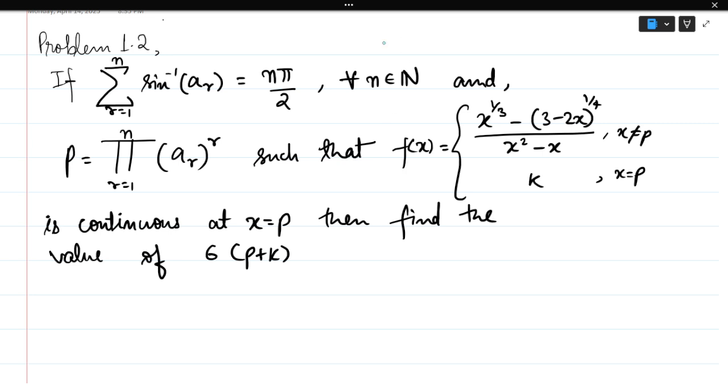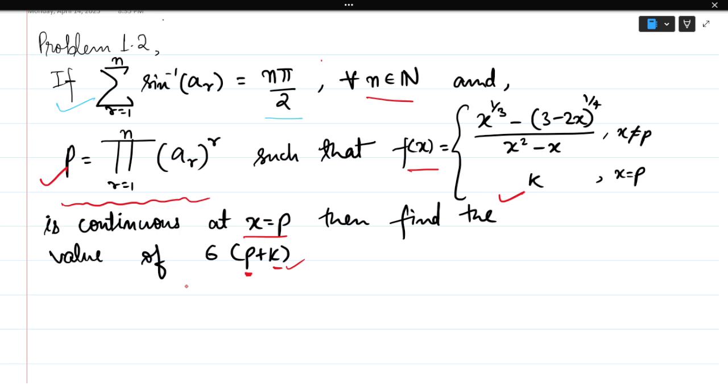What's given in this? We have sine inverse of this term as n pi by 2, right? Then what further we have? We have n belonging to natural numbers, and there's something called p given by this, and it is saying that this function f(x) is continuous at x equal to p. Then find the value of this. Means to find this we need to find p and we need to find k. So the first motivation is to find p and the second motivation is to find k.